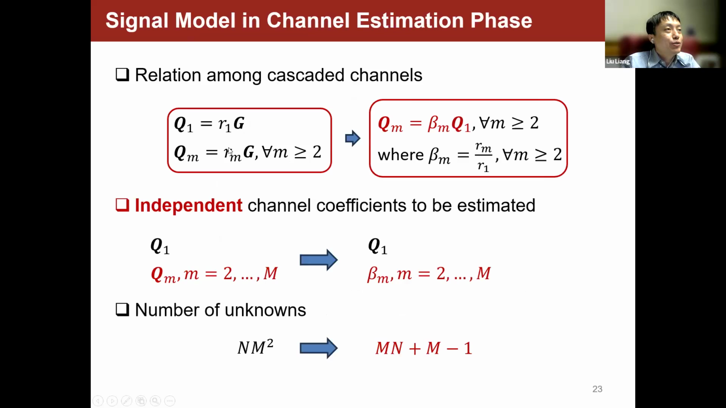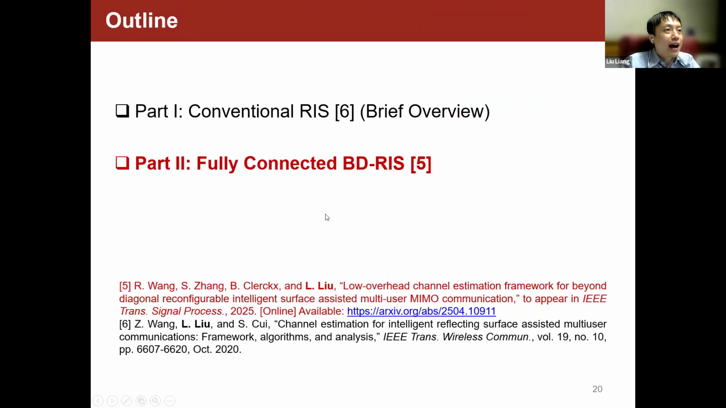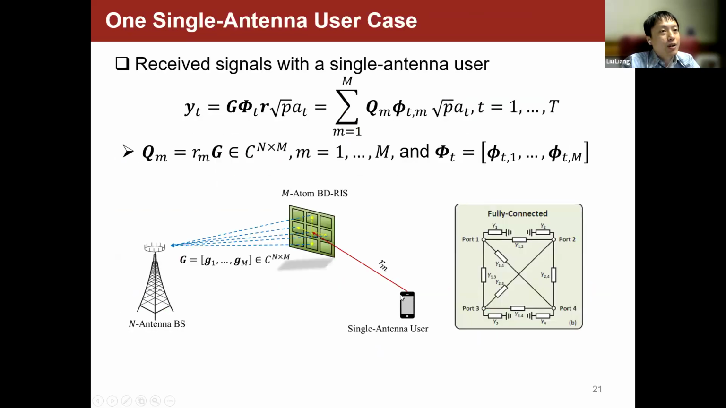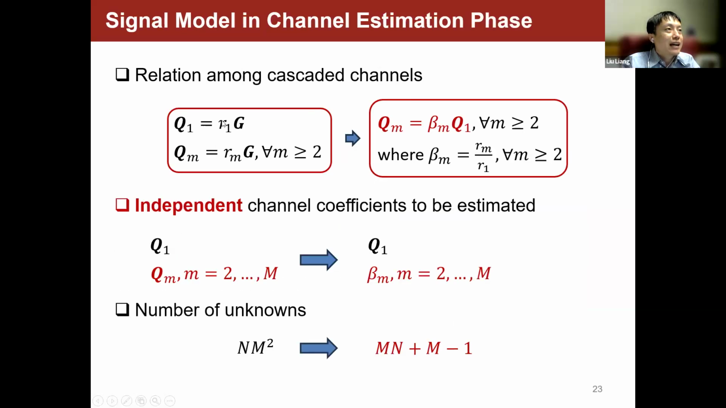Similarly, if you still remember the diagonal RIS case, everything here is quite similar. For Q1, it is the product of R1 and G. R is the scalar channel from the user to one element of the RIS. G is the overall channel matrix from the RIS to the base station. Q1 is the product of R1 and G. And for the other M starting from 2, QM is equal to the product of Rm and G. G appears in all these Q matrices.